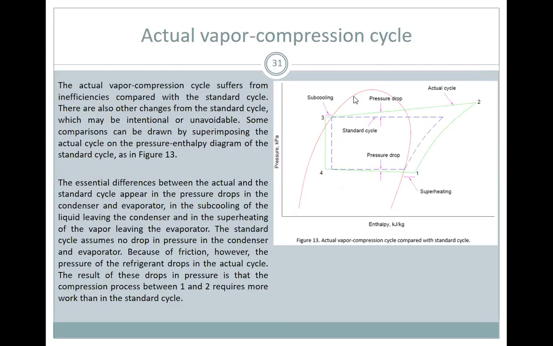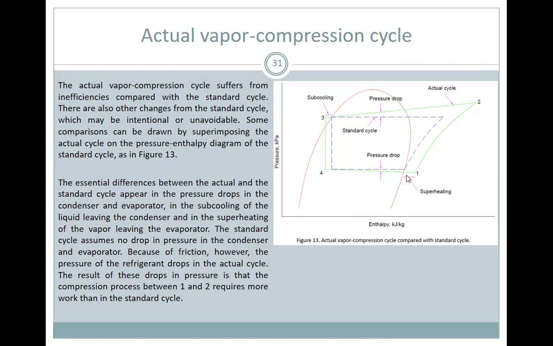Now, let's go to actual. May example tayo na problem solving. Vapor compression cycle. So the actual vapor compression cycle suffers from inefficiencies compared with the standard cycle. There are also other changes from the standard cycle which may be intentional or unavoidable. Some comparisons can be done by superimposing the actual cycle on the pressure enthalpy diagram of the standard cycle as in figure 13.